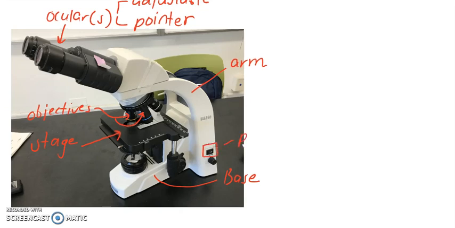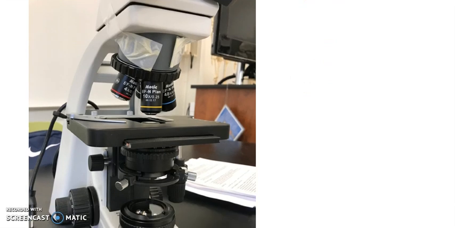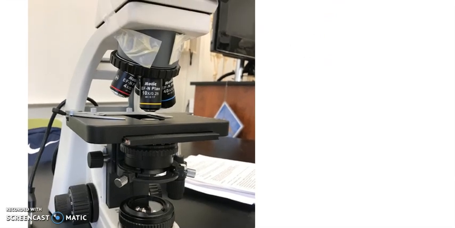Right here, this is your power switch. And then this is one of the light controls. Okay. These two knobs right here, these are the stage controls. They move the stage away from you and also left and right. So they control the stage. We call them stage controls. Okay. So same microscope, different perspective.